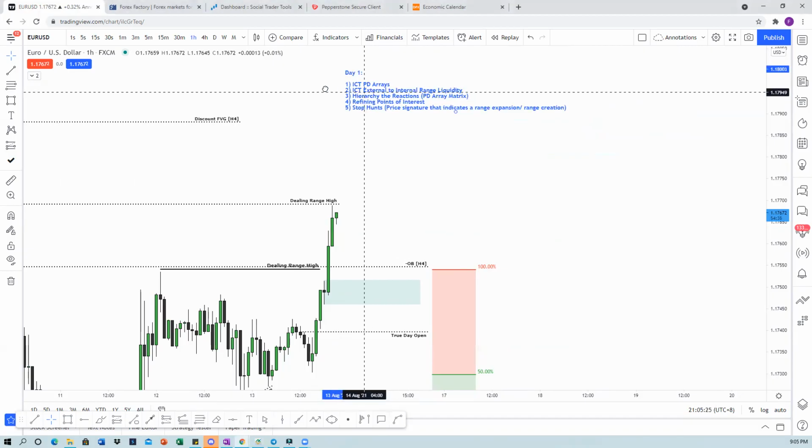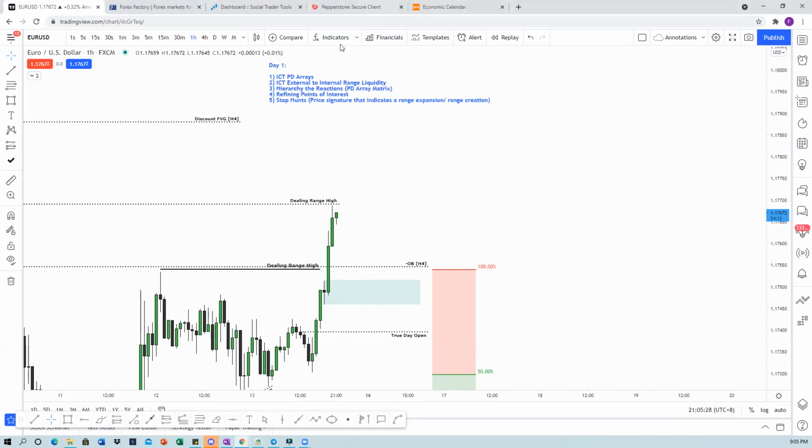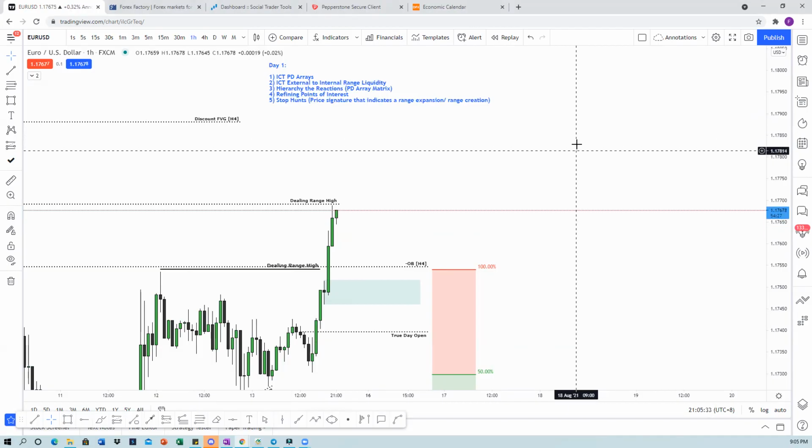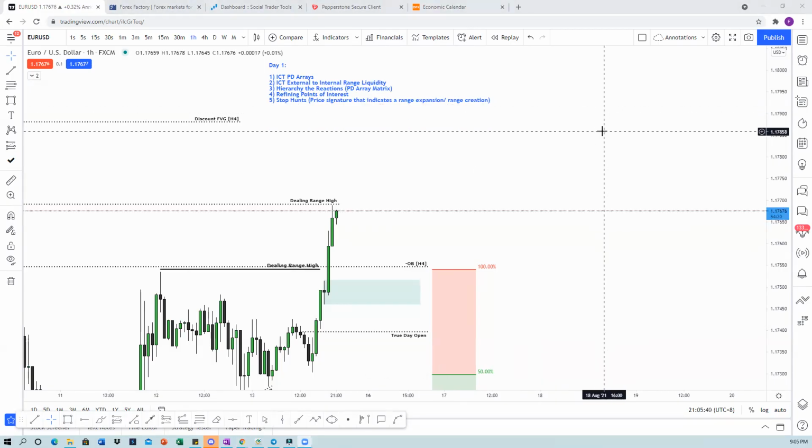ICT PDA, ICT external to internal liquidity, hierarchy of reactions, refining points of interest, and stop hunts. Now obviously everyone is already familiar with everything, but just for the sake of it, let's go through it. So we know what ICT PD arrays are as explained by ICT on his YouTube and in his mentorship content. I'm pretty sure to every one of you his mentorship content is nothing new. I'm pretty sure 90% of you have watched his content already. So it is what it is.